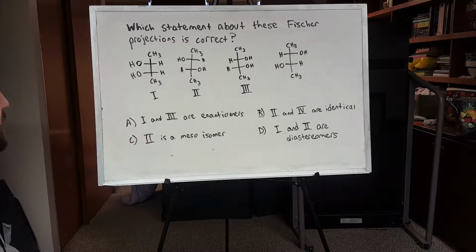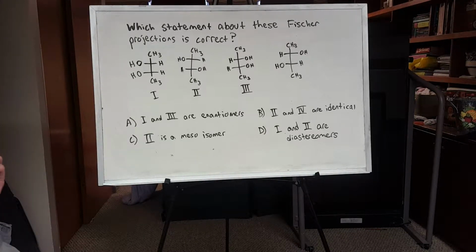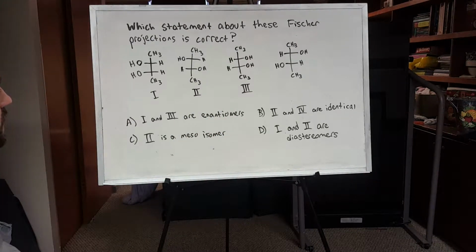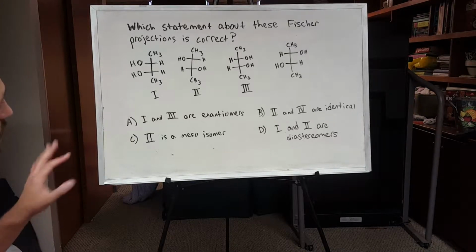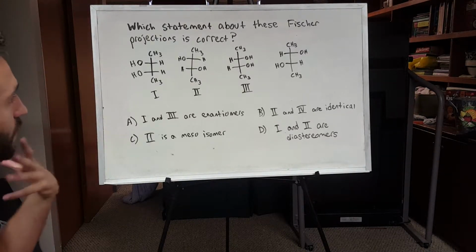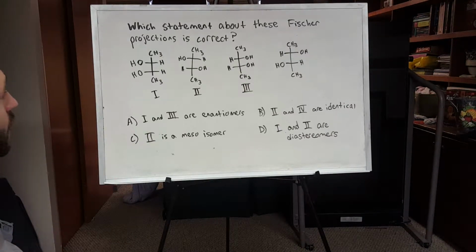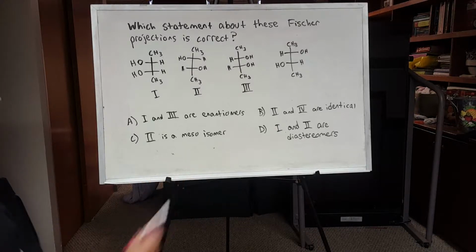Which statement about these Fischer projections is correct? Here are the statements. So what I would do here is just look at the stereocenters, determine R and S for each of them with my bag of tricks, and then analyze these statements.